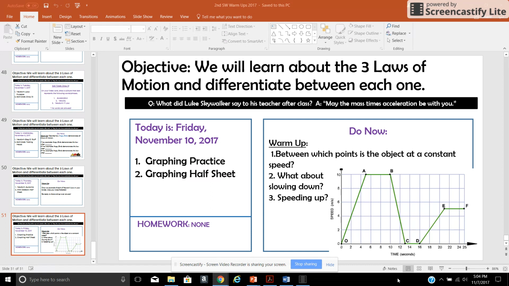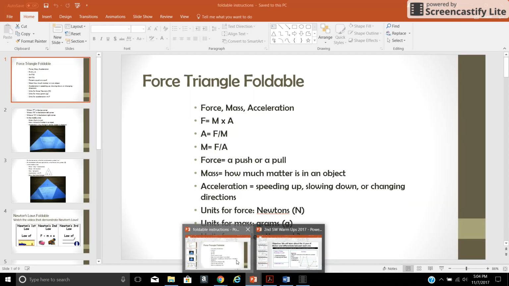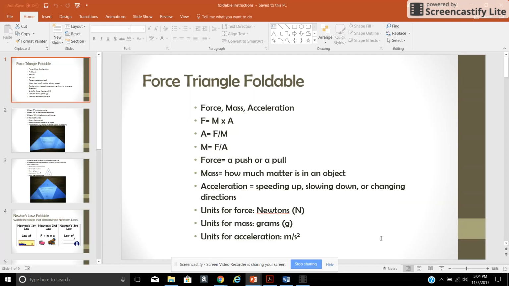And now that the warm-up is over, and hopefully you all have the complete answers written in your binder, we're going to move on to part 2 of today. So you should also have a paper triangle, and we are going to make a foldable just like the triangle foldable we made about a week ago. So the last triangle we made was a speed triangle. This triangle is going to be for the second law of motion, or for force.